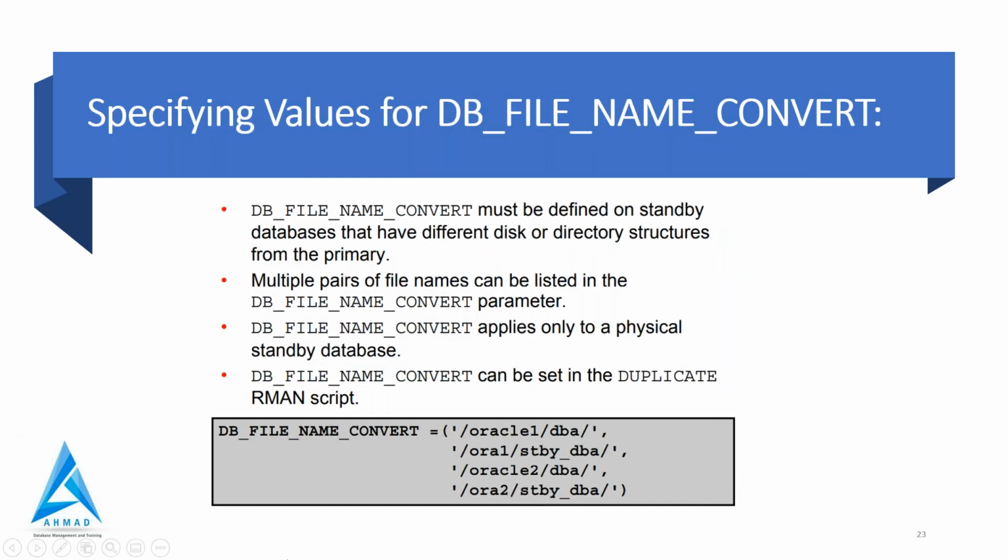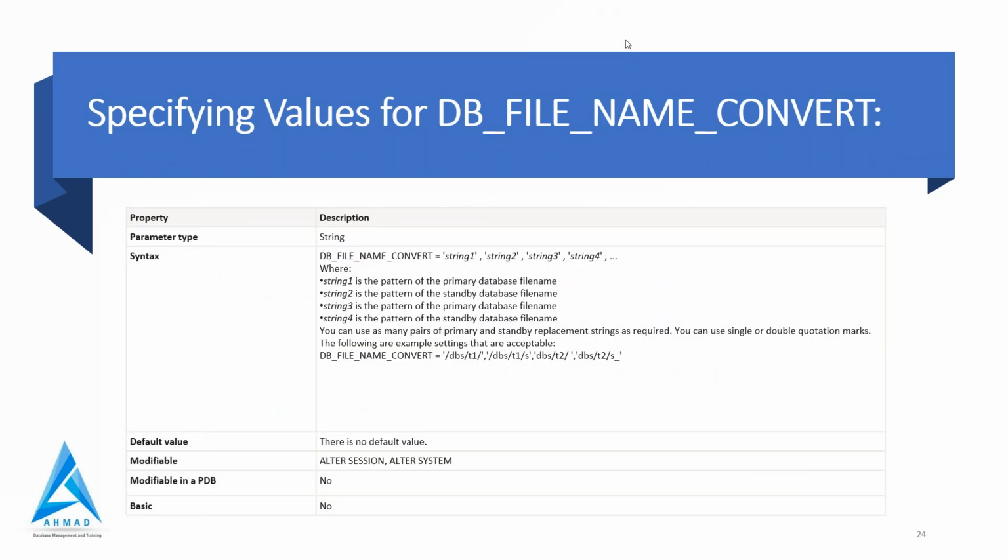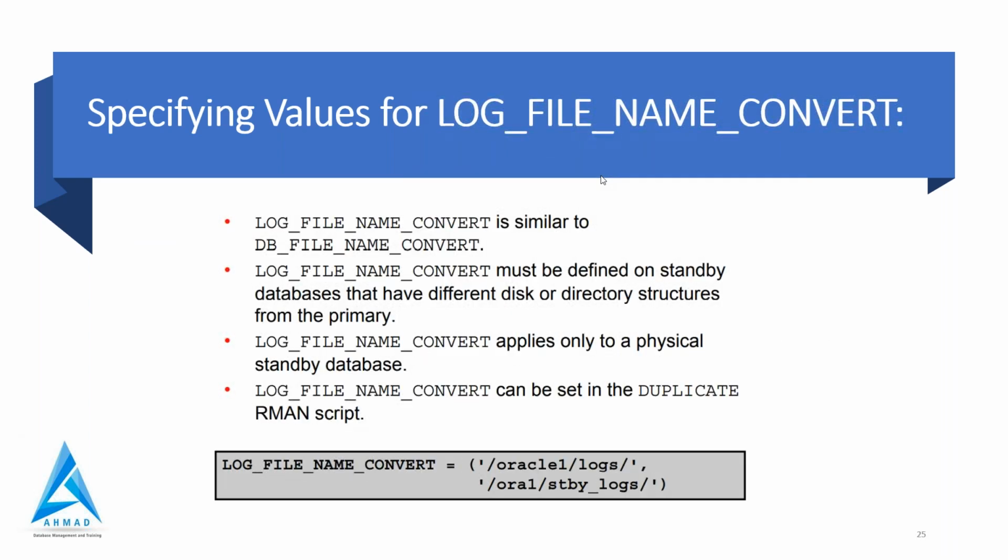So how can you define that? This is the way you can define that. Oracle 1 DBA, Oracle 1 is standby, Oracle 2 DBA, Oracle 2 is standby. And for the DB file name convert, the syntax is like this. There is no default value. By alter session, by alter system, you can modify that. And PDB modifiable, no. And log file name convert, same way, like Oracle 1 logs, Oracle standby logs.